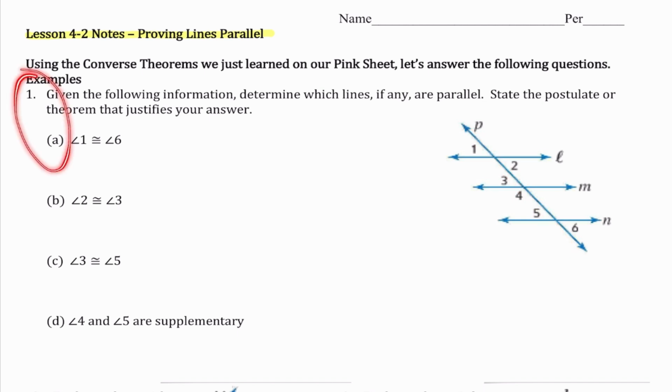Let's take a look at 1A. It says angle 1 is congruent to angle 6. Which line is angle 1 associated with? Well, here's angle 1, and it's associated with line L. Which line is angle 6 associated with? Well, angle 6 is associated with line N. I will draw the two lines, the transversal and the angles involved. Remember, angle 1 is congruent to angle 6.